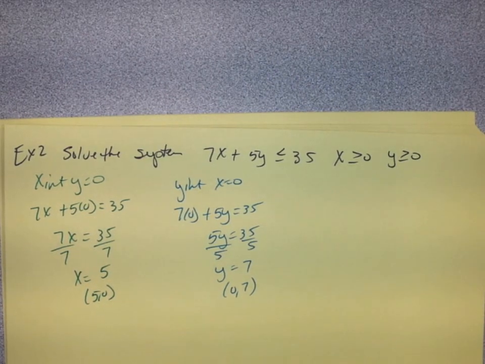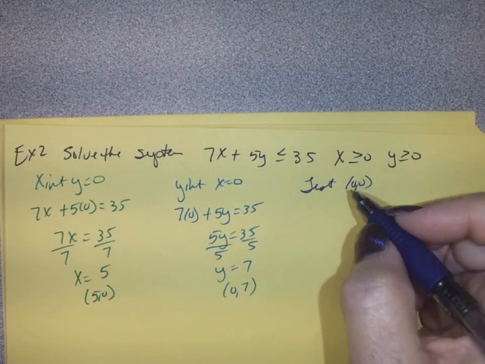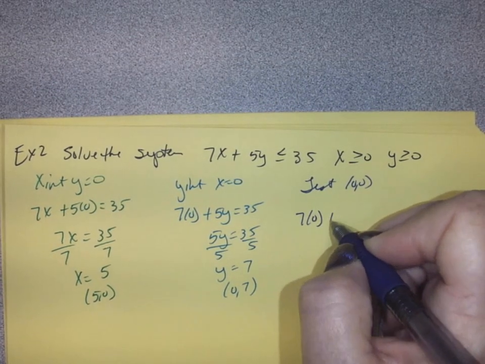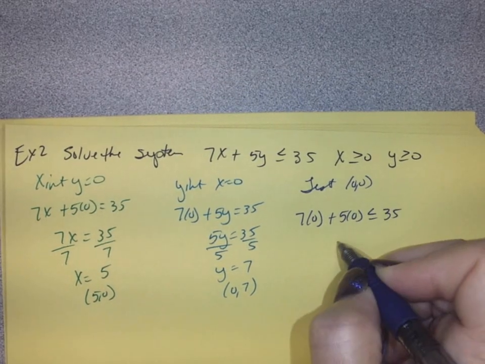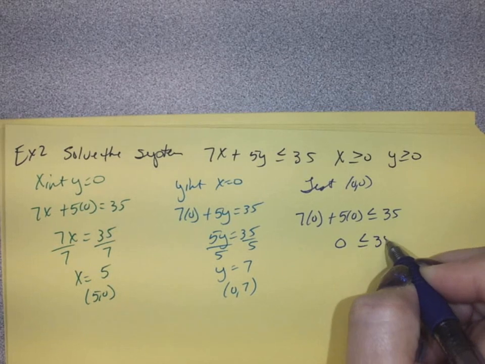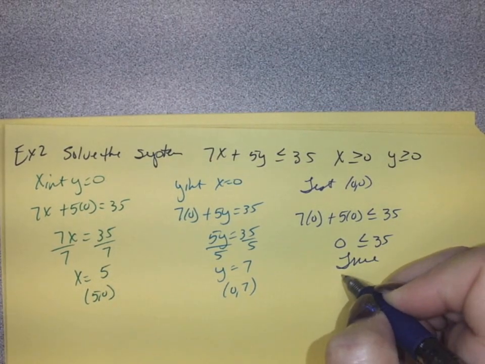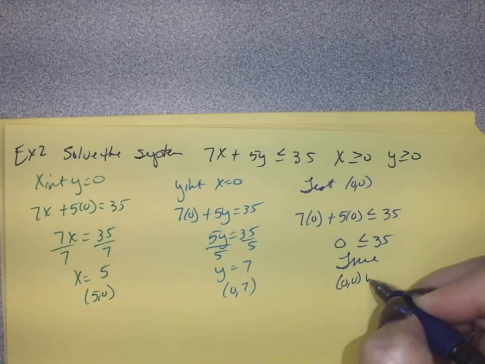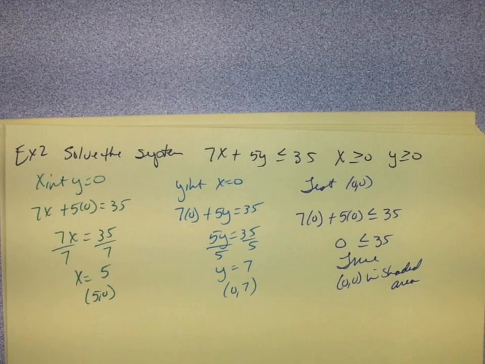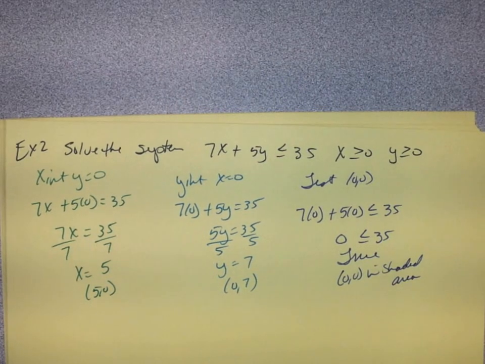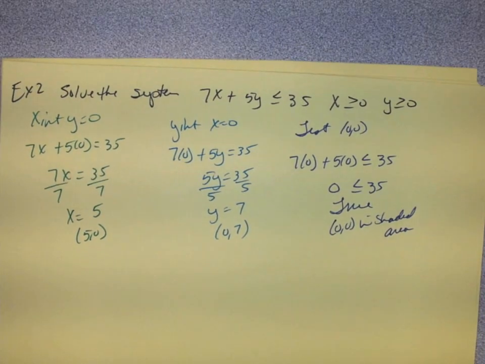And then, of course, we're going to test our 0, 0. So 7 times 0 plus 5 times 0 less than or equal to 35. So 0 is less than or equal to 35. This is true. So 0, 0 will be in the shaded area, which also means it's in the solution. Alrighty, so let's graph what we know and then figure some stuff out.